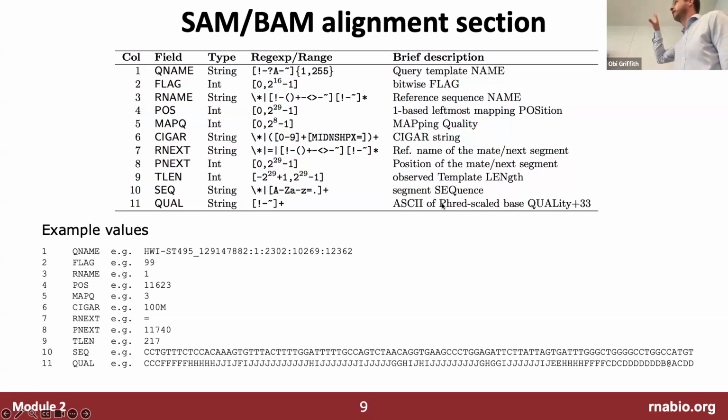Any questions about these components of the BAM alignment section other than about flag and cigar, which we're going to talk about? Yeah. So you just take the PNEXT, and then you subtract the POS, the position of the leftmost base, just to get the inferred template length?